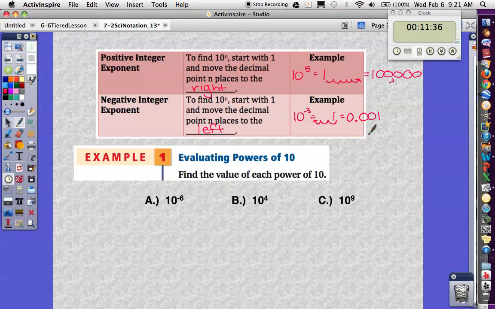So negative exponent, think it's a small number. It's got to be moving, the decimal's moving to the left. Positive exponent, it's got to be a large number. Means the decimal's moving to the right.